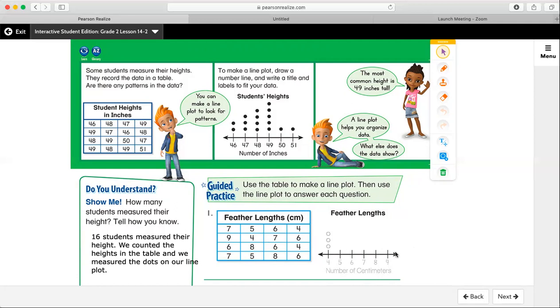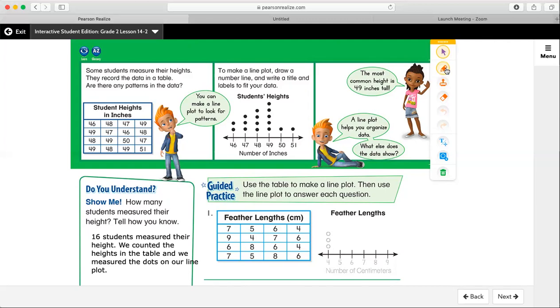You can do that exact same thing too when you're going forward here in today's math to fill in your line plot. You can look at what's your smallest number, and that can be the first number on your line plot. What's the largest number in the table, that can be your largest. So they've already done the 4 centimeter feather lengths for you. So now all you need to do is finish.